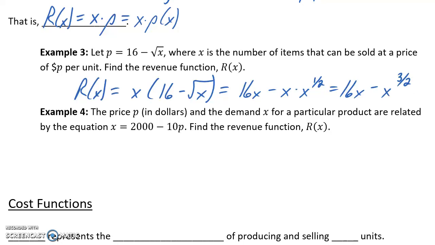In example 4, we have a very similar problem. We want to generate a revenue function given a price demand function, but what we start off with is a price demand function that's solved for X. So the first thing that we would need to do in this case is solve for P. This is actually exactly the same problem that we already tackled in a previous example, and we found that P of X in this case would end up being equal to negative 0.1x plus 200.